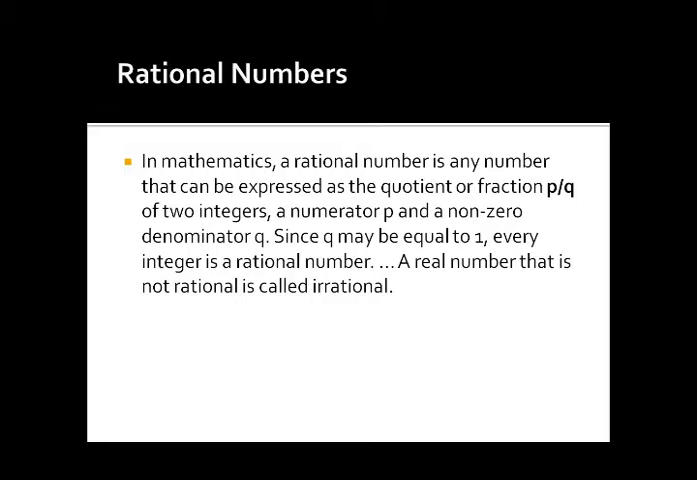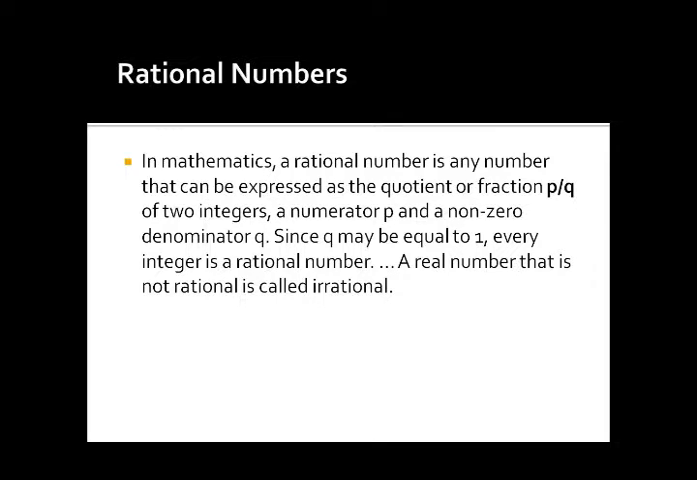So now we're at rational numbers. In mathematics, a rational number is any number that can be expressed as a quotient or fraction p over q of two integers, where p and q are integers. It is any number that can be represented as a fraction and has an exact value in its decimal.